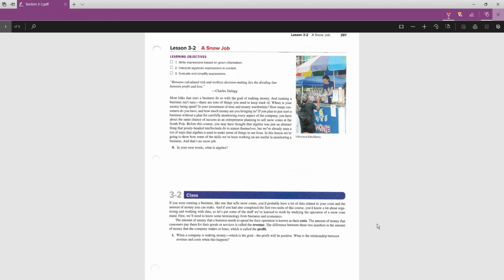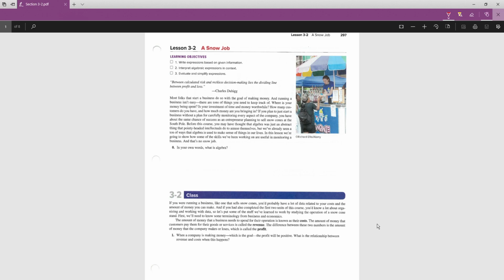The amount of money that a business needs to spend for their operation is known as their costs. The amount of money that customers pay them for their goods or services is called the revenue. The difference between these two numbers is the amount of money that the company makes or loses, which is called profit.